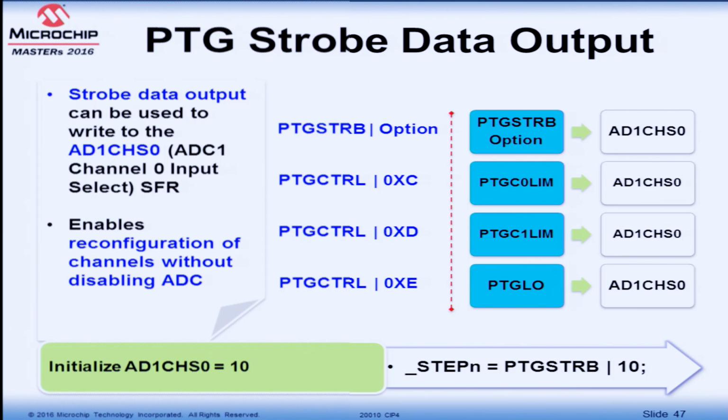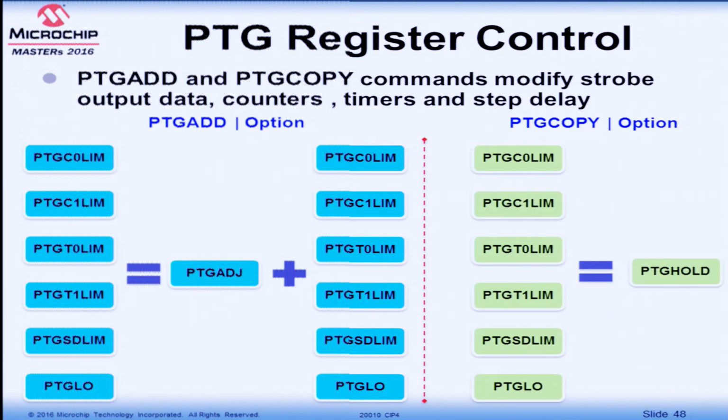And why is that useful? Because how else would you do it? So here you would store some alternate value for any of these registers in the PTG hold register, which is a special holding register. You would set that up in advance, and then as and when needed, you would execute a PTG copy command, and that value would be transferred into whichever register you specify. It could be either of the loop counters, it could be either of the delay timers, it could be the PTG literal register, which is used for the ADC channel select.